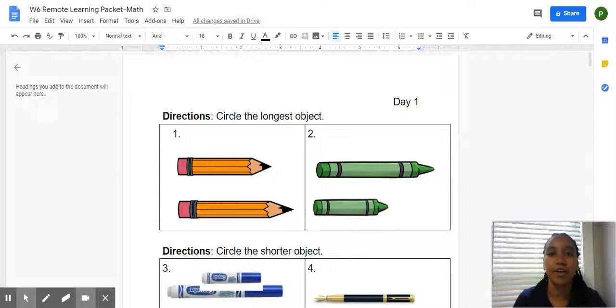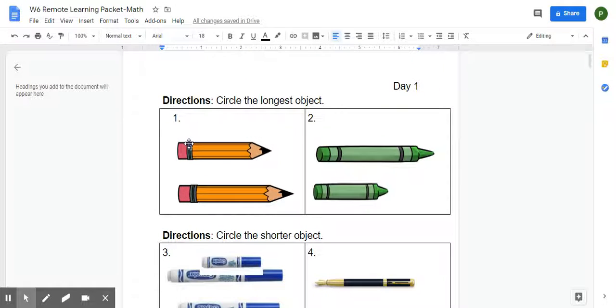So when we are comparing things using length, we talked about using the terms longer or shorter. Now we're going to be moving on, and when we're talking about three things, you're going to say either it is the longest object or it is the shortest object. So let's take a look at our packet to see what that's going to look like.